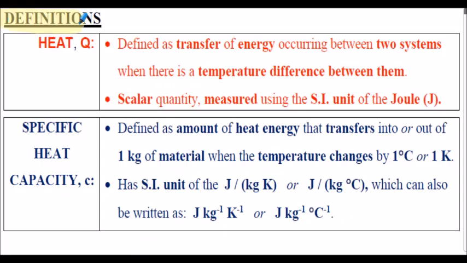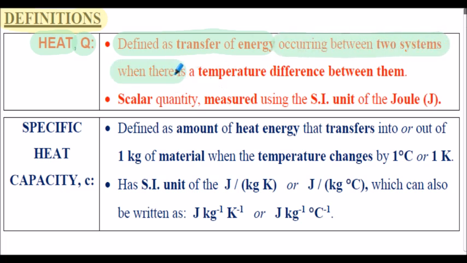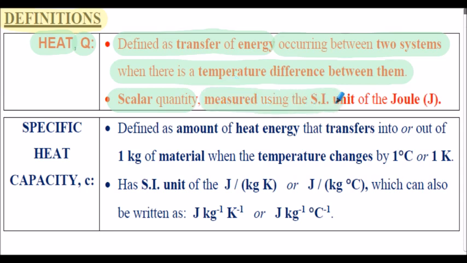Some definitions. So heat or heat energy, symbol Q, is defined as the transfer of energy occurring between two systems or two bodies when there is a temperature difference between them. Note that heat is a scalar quantity, so it has a magnitude but no direction, and it's measured using the SI unit of the joule, capital J.